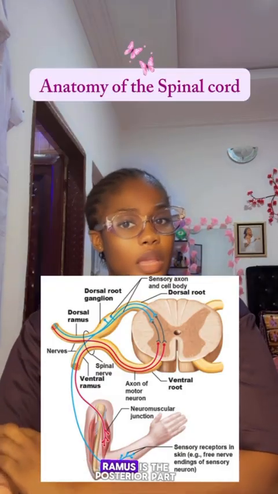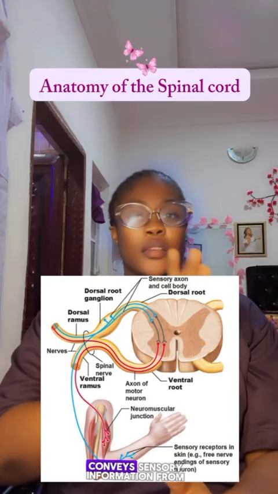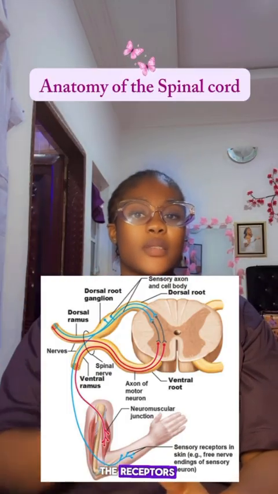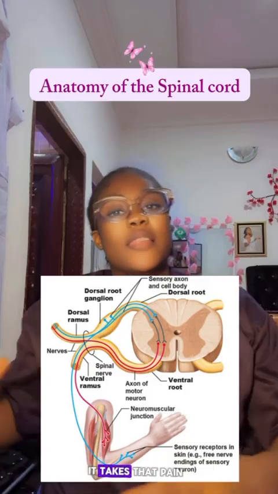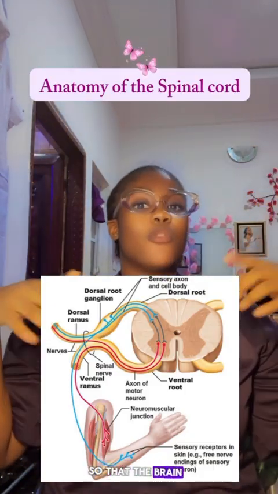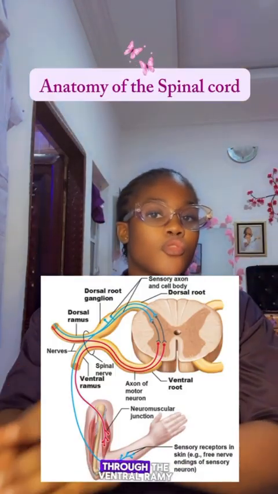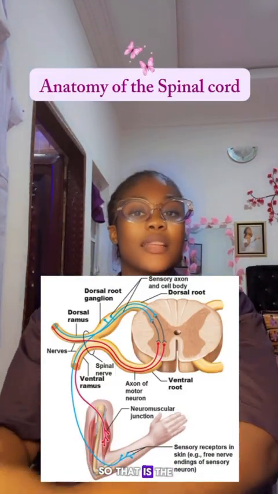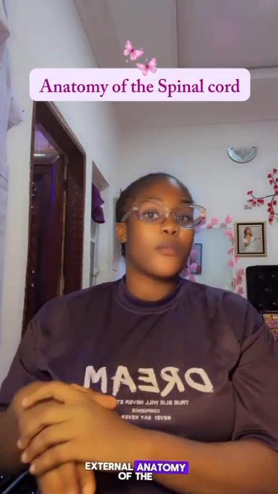While the dorsal rami is the posterior part, and this dorsal rami conveys sensory information from the receptors, let's say, from the pain receptors. For you to feel pain, it takes that pain from there and travels to the brain, so that the brain will interpret it and send a command as a motor output through the ventral rami. So that is the rami of the spinal cord. Moving forward, that's all about the external anatomy of the spinal cord.